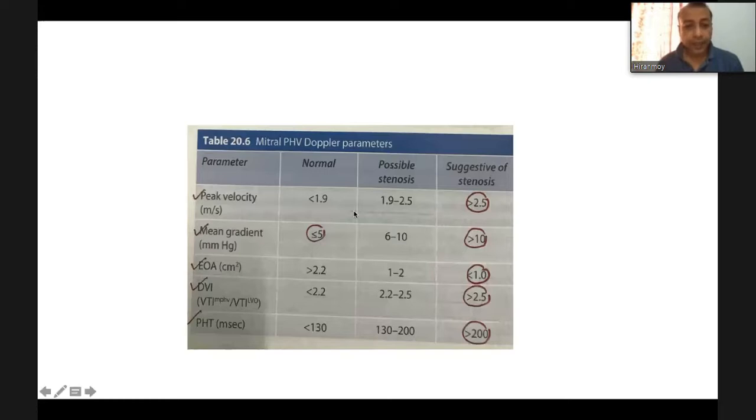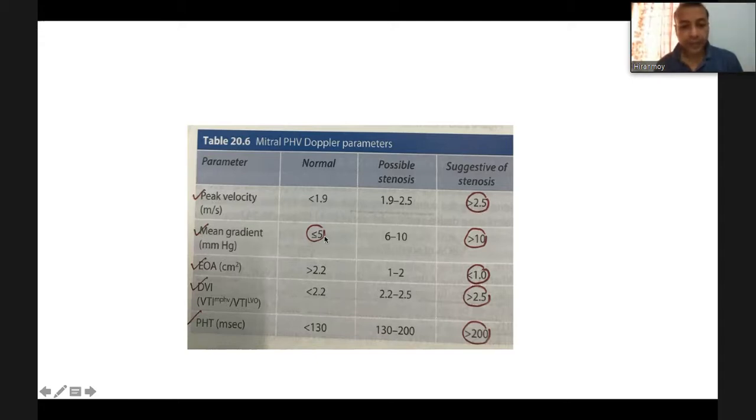Next, mitral prosthetic heart valve Doppler parameters. For a mitral prosthetic valve, you have to look for peak velocity. If it is less than 1.9, normal; 1.9 to 2.5, possibility of stenosis; more than 2.5 is suggestive of stenosis.